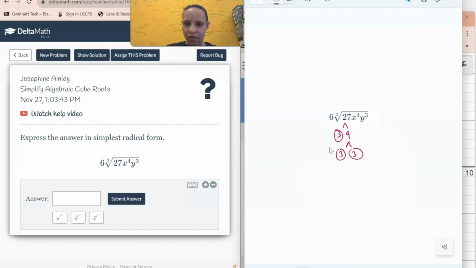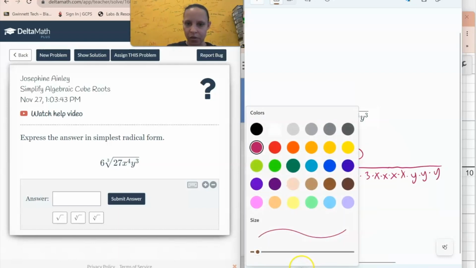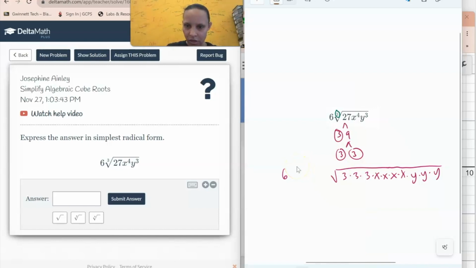All right, so you have 6, leave some space. Then what do I have? 3, 3, 3. How many x's do I have? 4. 1, 2, 3, 4. How many y's do I have? 3. 1, 2, 3. All right, so again, how many cards make a book? Because this says cube, and I guess I should put that in there. Because it's cubed, 3 cards make 1 book.